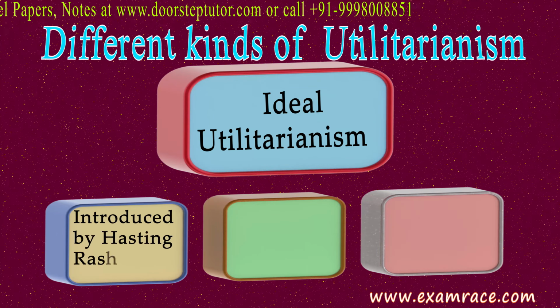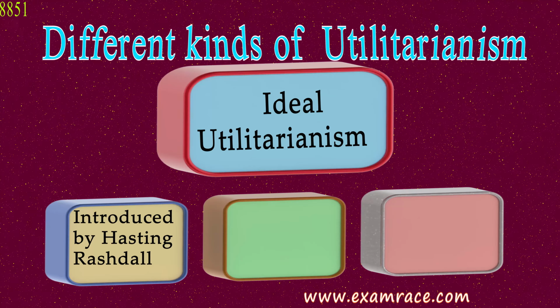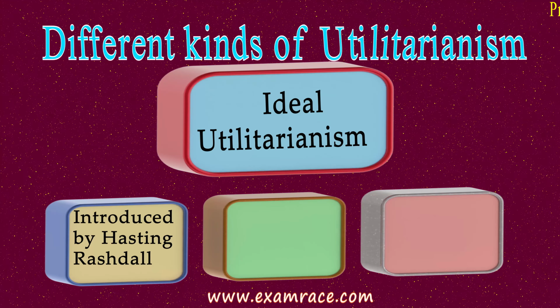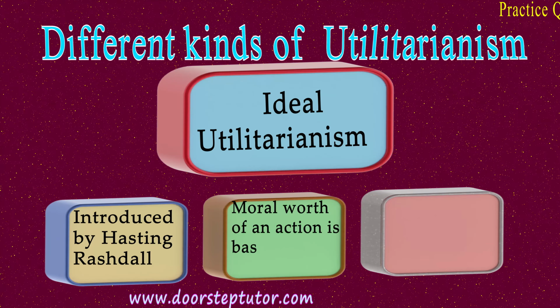Ideal utilitarianism rejects that the sole object or the sole motive of a moral action is to maximize pleasure. Basically, according to Hastings' theory, moral worth of an action is based on the values and not on the result or the sole object of the action, which is pleasure, which is commonly regarded by all the other methods. So, according to him, the values must be maximized rather than the pleasure.